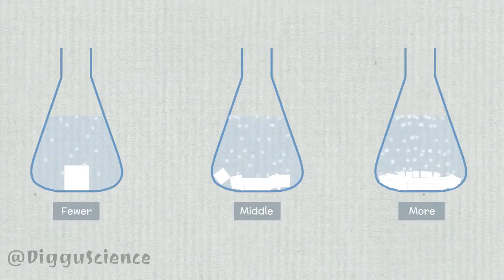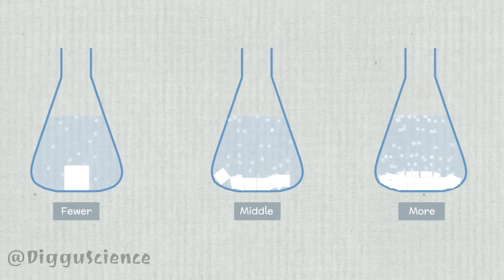This is what causes the number of bubbles to increase if the size of the calcium carbonate cube is reduced. Because the surface area is getting bigger, there will be more and more atoms that react chemically.